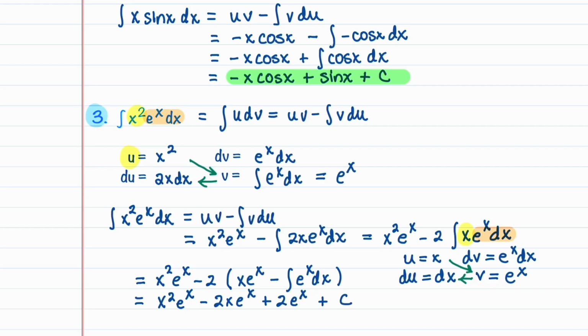We're almost done, but we need to rewrite our answer so it's in a better form. Notice that there is an e to the x that is common to each term, so we can pull that out, and we end up with x squared minus 2x plus 2 all times e to the x plus c. And there's our final answer. At the end of this video, I am going to show you an easier way to do this type of problem.